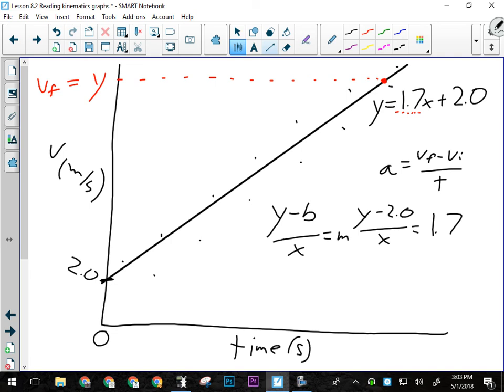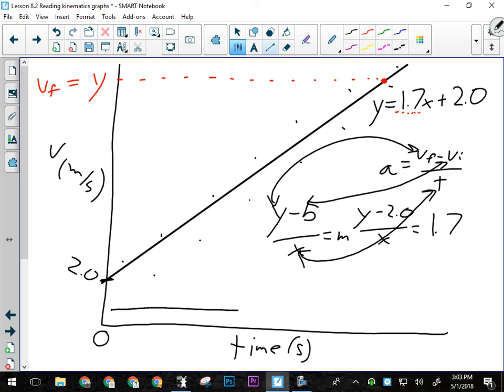Essentially, I'm calculating the acceleration by calculating the slope, because what I've done is take VF, subtract VI, and divide by the time. The x-axis is time, so x represents the total time. Y minus b represents final minus initial velocities. Okay, so that formula is also just a slope calculation for a velocity versus time graph.